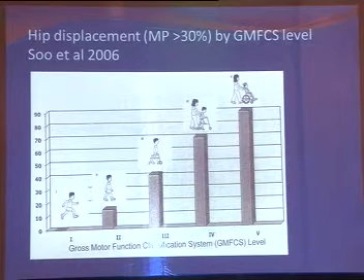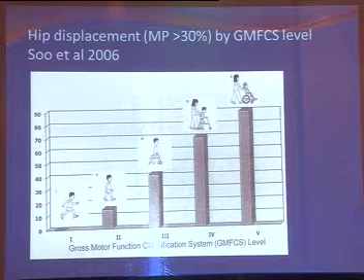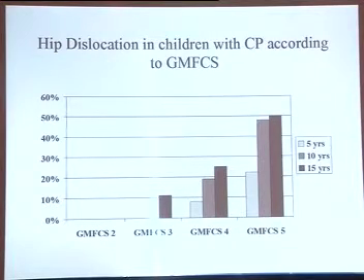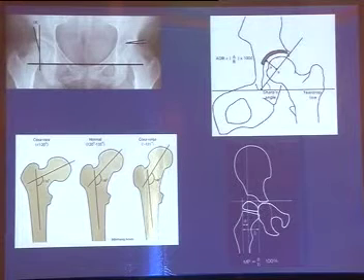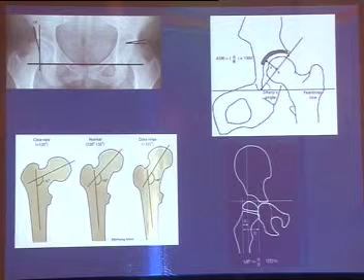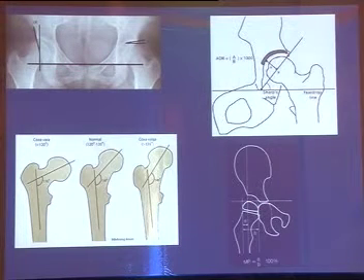The hip displacement depends upon the GMFCS level. So our hip dislocation patients are grade 3, 4 or 5, with 5 being the maximum, then 4, then 3. This is the same study. So this is how we assess these patients, from clinical assessment as well as radiological. Radiological assessment is the most important thing.